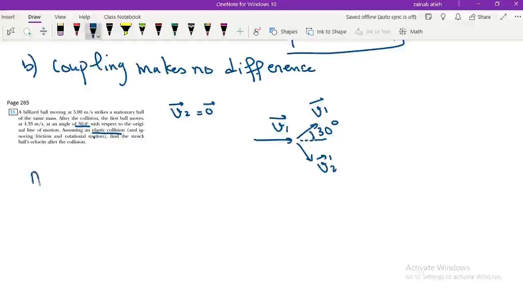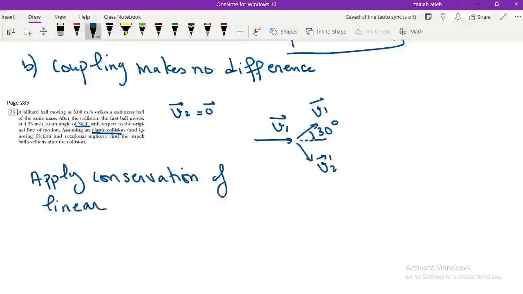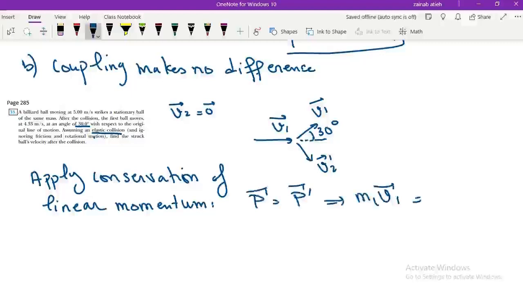Let's try to apply the conservation of linear momentum. So P before is equal to P after. I will get before M1 V1, equals M1 V1 prime plus M2 V2 prime.